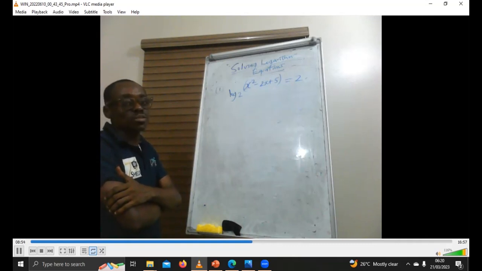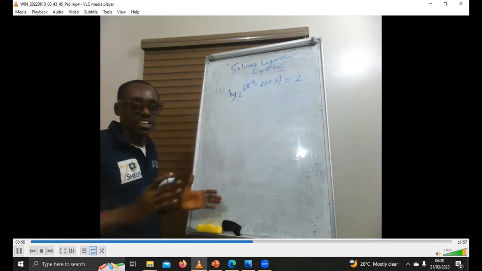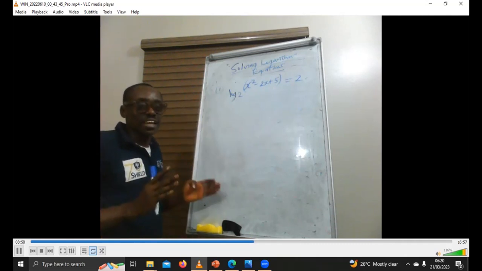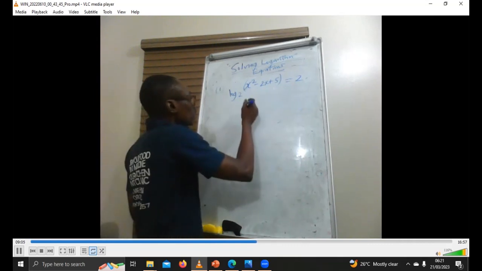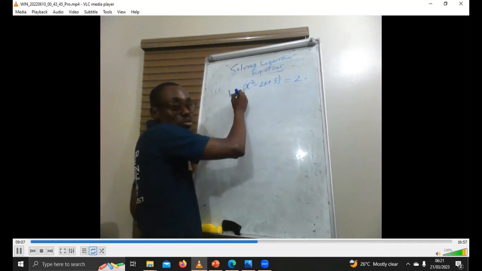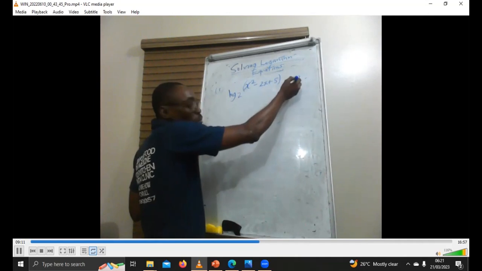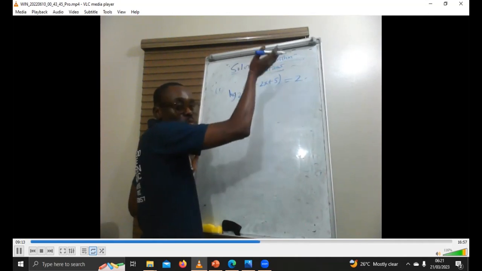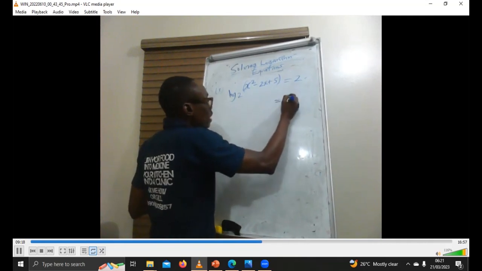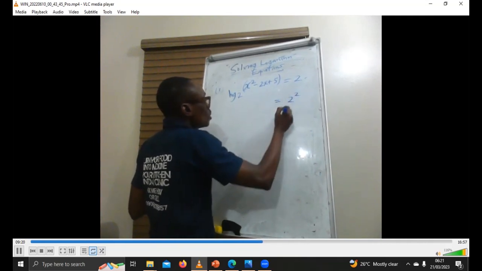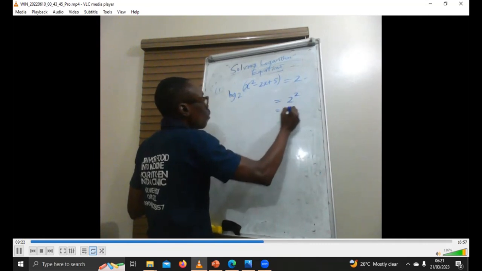To simplify this, we have to convert to the index form. We have to convert to the index form and go ahead and solve. So to convert to the index form, this is the base 2. In the index form, this will also be the base. So this base 2 will come here and lift up this 2. So you're going to have on the right hand side 2 raised to power 2, which actually gives you 4.